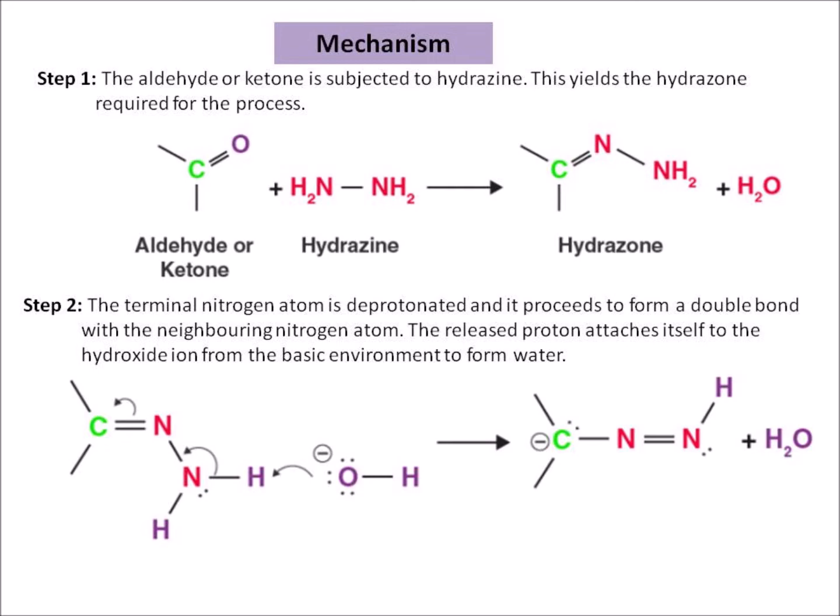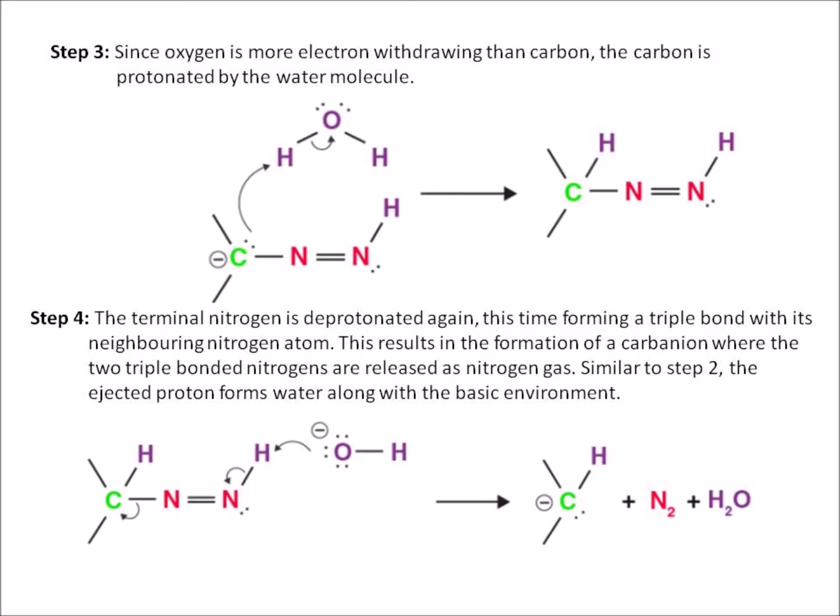In step 2, the terminal nitrogen atom is deprotonated and it proceeds to form a double bond with the neighboring nitrogen atom. The released proton attaches itself to the hydroxide ion from the basic environment to form water. In the third step, oxygen is more electron withdrawing than carbon. The carbon is protonated by the water molecule.